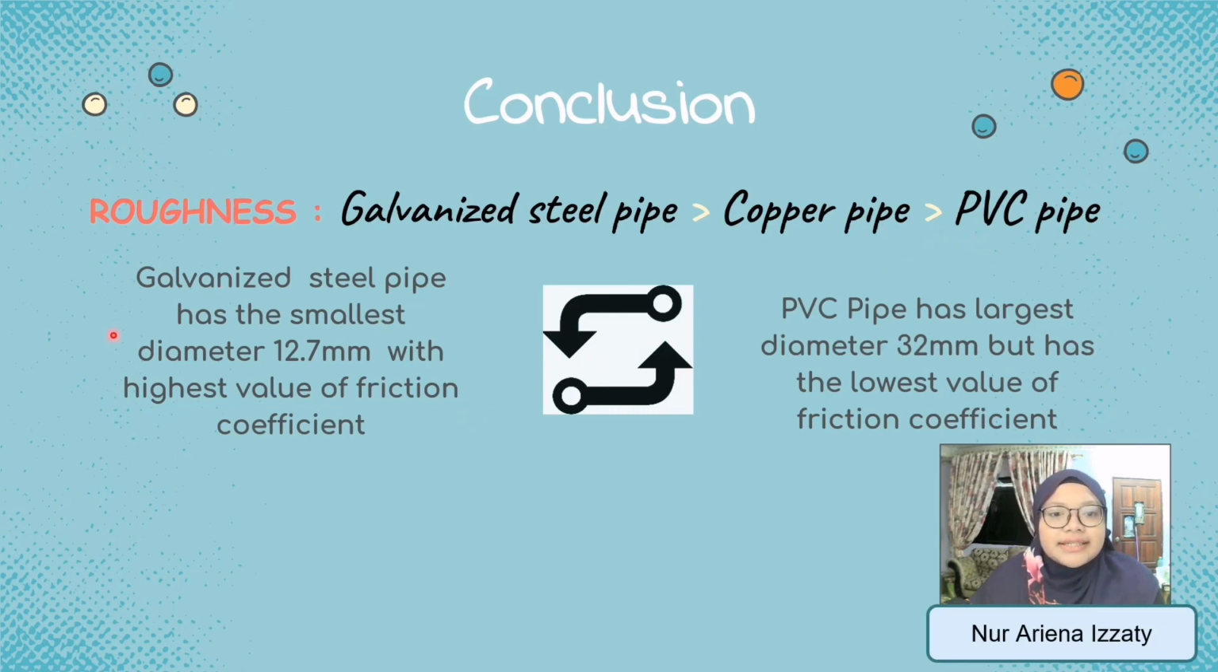Moreover, the galvanized steel pipe has the smallest diameter with 12.7 mm and resulted in the highest value of the friction coefficient, while the PVC pipe contained the largest diameter of 32 mm and resulted in the lowest value of the friction coefficient. The data obtained may not be exactly the same as the theoretical value due to the presence of errors throughout the experiment as discussed during the discussion part.